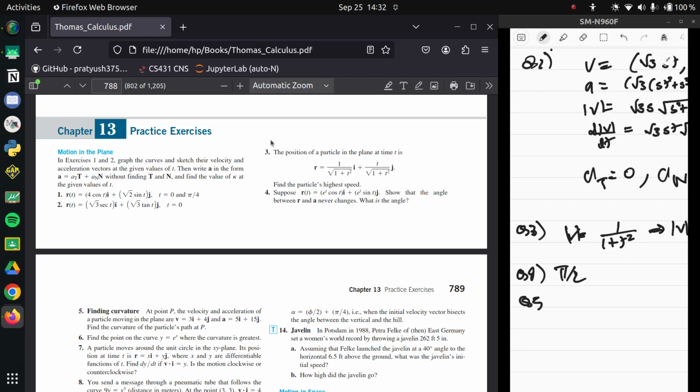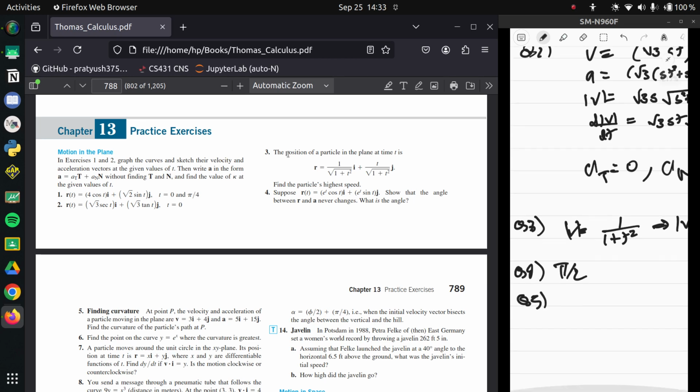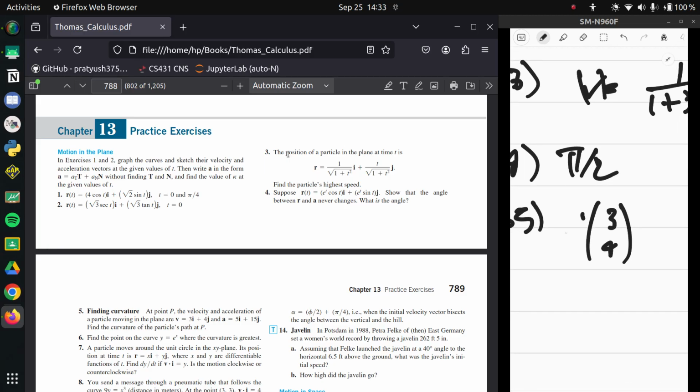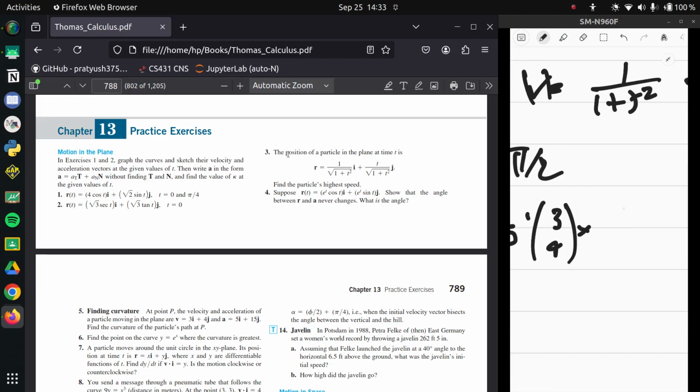Anyway, question 5. At point P, the velocity and acceleration of a particle moving in the plane are given. Find the curvature of the particle's path. It shouldn't be hard, curvature is just v cross a over v cubed, so it shouldn't be hard. What is this? It's just 3 and 4, and that's like 5 crossed with 1 comma 3.